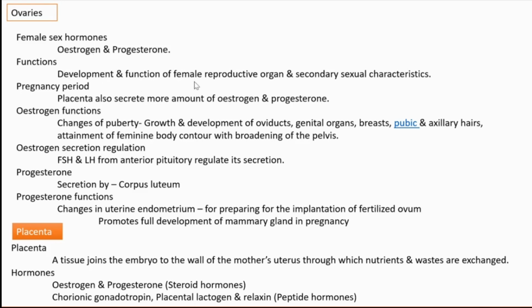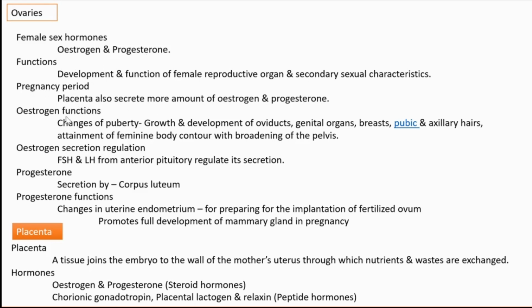Development and function of the female reproductive organs and female secondary sexual characters like enlargement of breast, then enlargement of the pubic bone. That picture I will show you later. Pubic region, what difference exists between male and female. Then the pregnancy period. In the pregnancy period, this estrogen and progesterone is secreted by one more structure, that is the placenta. Placenta, what is placenta? I will explain to you later. Placenta also secretes some amount of estrogen and progesterone during the time of pregnancy only.